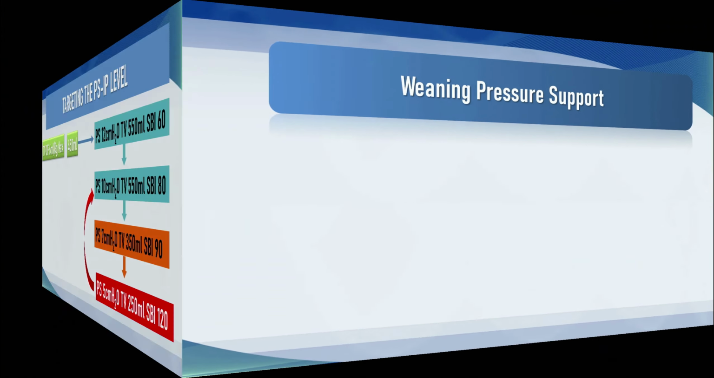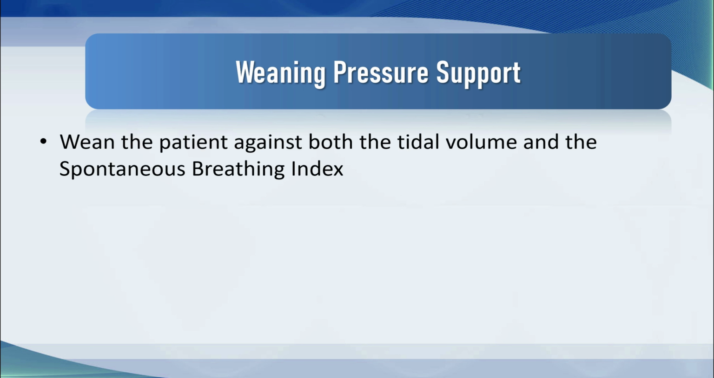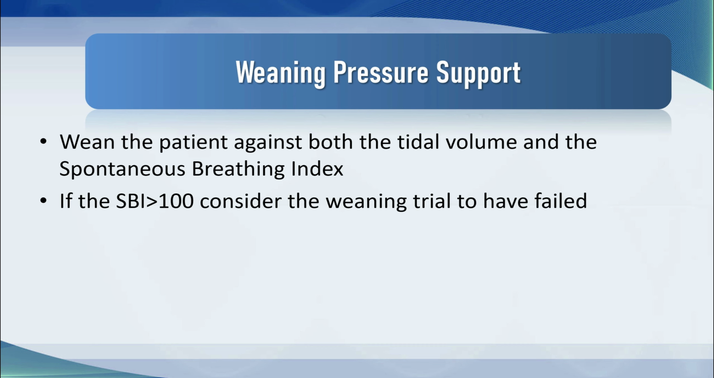When weaning pressure support, you wean the pressure support level, and I sometimes call it the pressure support inspiratory pressure level, but most people call it the pressure support level, against both the tidal volume and the spontaneous breathing index. If the index is greater than 100, consider the weaning trial to have failed.